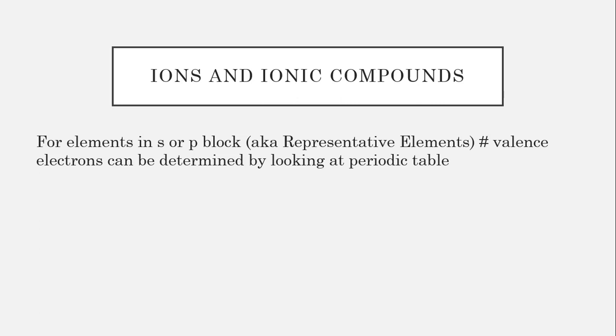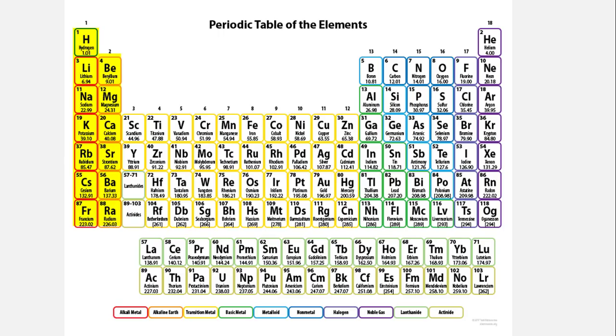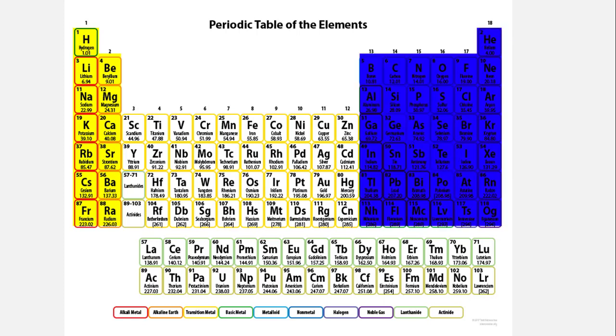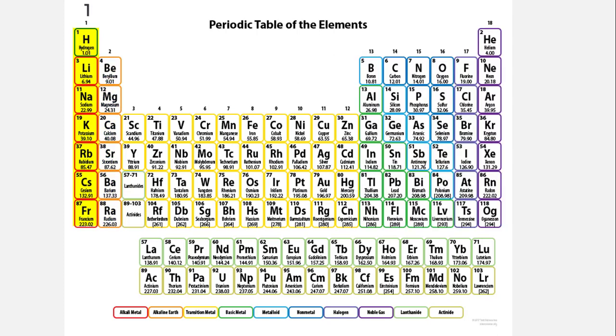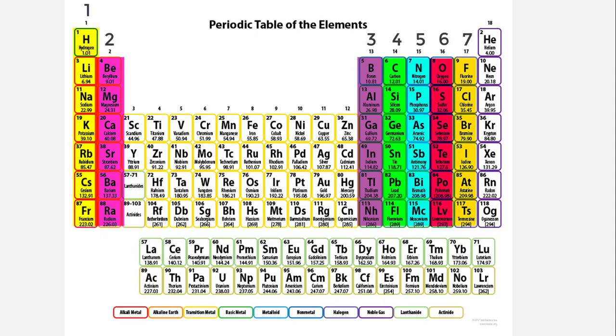For elements in the S or P block, otherwise known as representative elements, you can figure out the number of valence electrons by looking at the periodic table. Now, the S block is the first 2 tall columns, the P block is the last 6 tall columns, and all of the elements in column 1 have 1 valence electron. All of the elements in column 2 have 2 valence electrons. Tall column 3, or column 13, has 3 valence electrons, and so on and so forth.